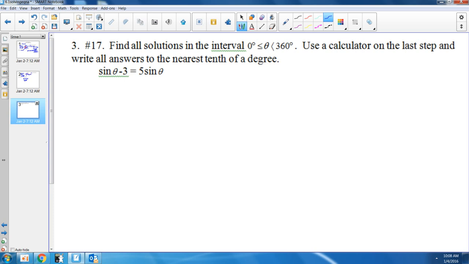Now, when you have sine theta minus 3 equals 5 sine theta, this looks confusing, and what you could do to help you is just take your sine thetas and make them y's or make them x's. And then it can be a little bit clearer in terms of what you have to do next. So if you're seeing that and you're like, I don't know what to do on my first step, then what I would do is transfer it in terms of x's.